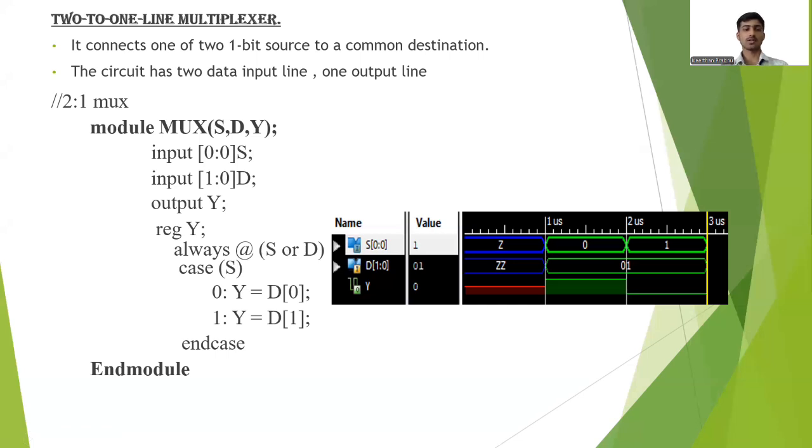Let us check for the case S. In case 0, Y directs to D0, and in case 1, Y directs to D1. In the end, the case is finished here, the module is closed, and the program is finished.